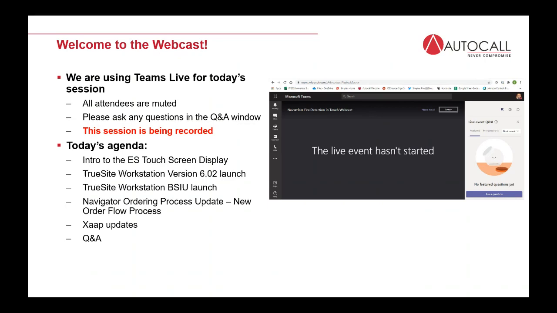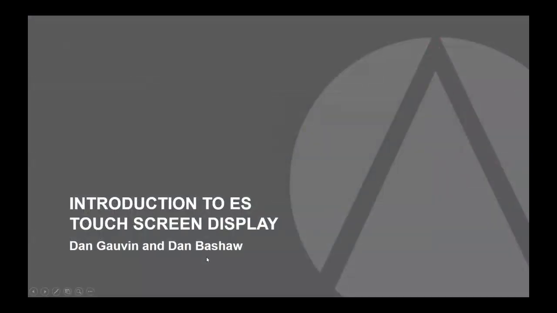Then for the order and logistics section of the show, we have some great updates to the Navigator order processing platform, which Jason Crouch is going to take you through, which I think are really exciting. And then some more enhancements that have been added to the Zap platform. So that's what we have on tap for you today. Without further introduction, I'm going to pass this off to our first set of presenters, Dan Govin and Dan Bashaw, to take you through the new touchscreen display.